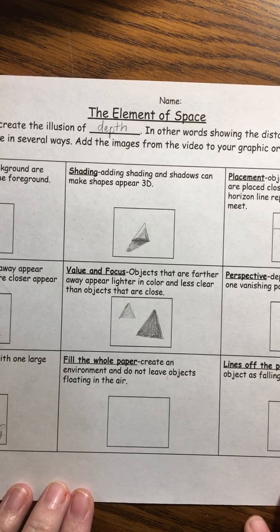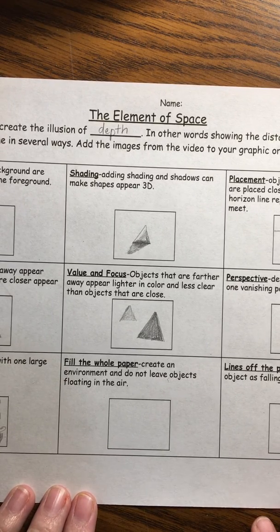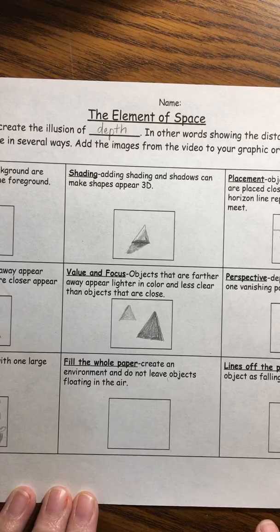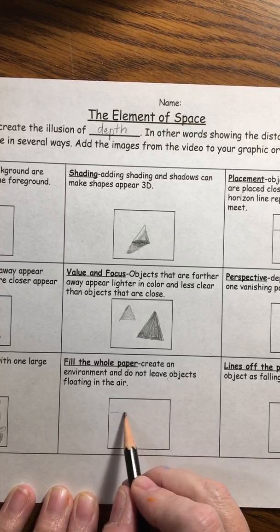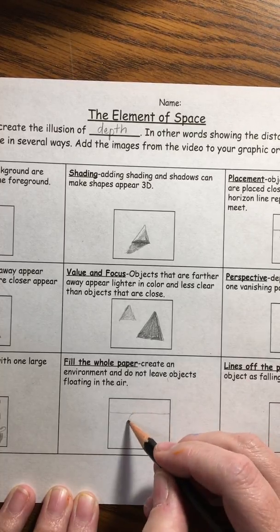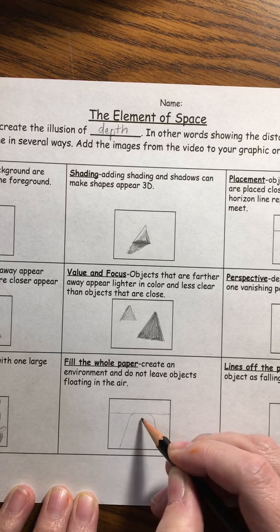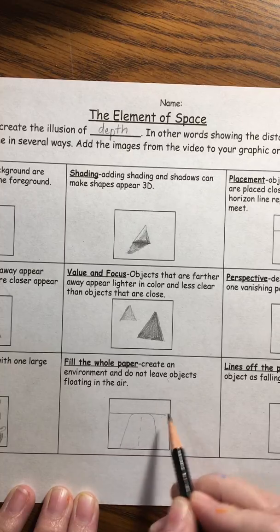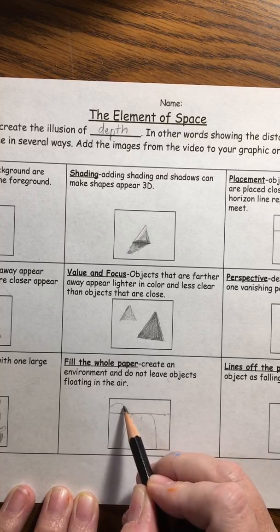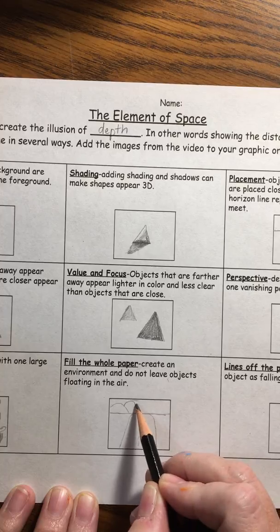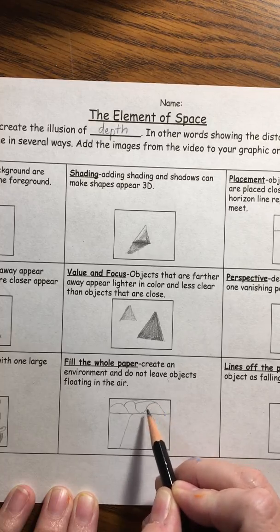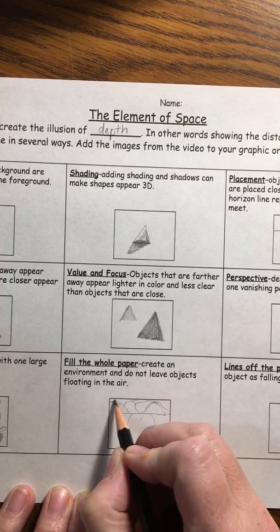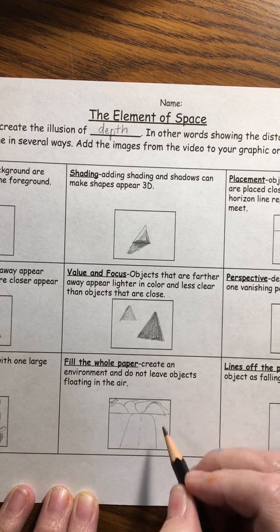The other one, fill the whole paper. So when I say that, I mean create an environment for your object. You're not just leaving them floating in the air. So I'm going to draw my horizon line. Got a little road here. Then in the distance, got some mountains. So I'm just filling everything in. Mountains, they're overlapping one another. There's a sun shining down.